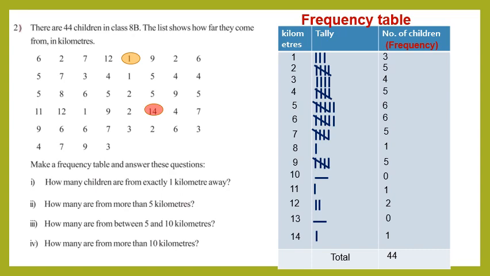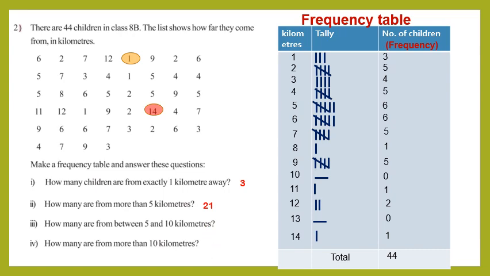Then let's answer the questions. First question is, how many children are from exactly 1 kilometer away? Yes, answer is 3. Second question, how many are from more than 5 kilometers? Here we have to count the number of children from 6 kilometers onwards till 14. We get 6 plus 5 plus 1 plus 5 plus 0 plus 1 plus 2 plus 0 plus 1. Total we get 21.